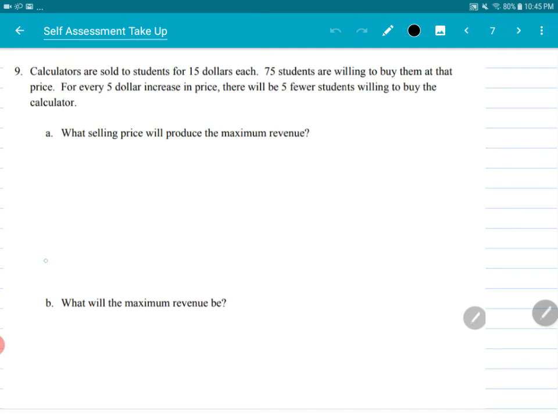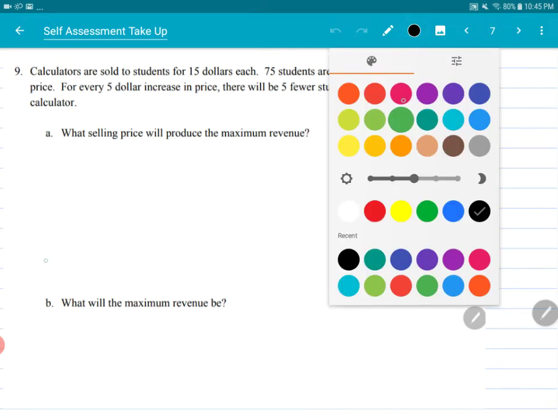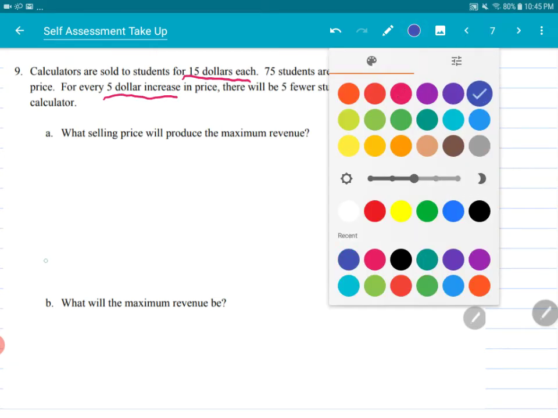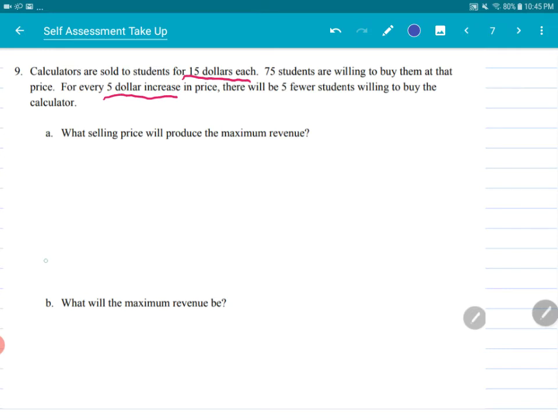I think a good strategy with a question like this, whether it's a price increase or a price decrease, is that we split it up into two categories: one being items or people or whatever, and the other one being money. So I'm going to highlight all the money things in this reddish, pinkish color: $15 each and $5 increase. And in blue, we'll do the people: 75 students, and 5 fewer.